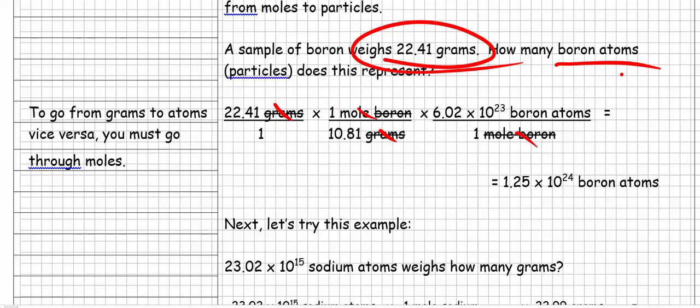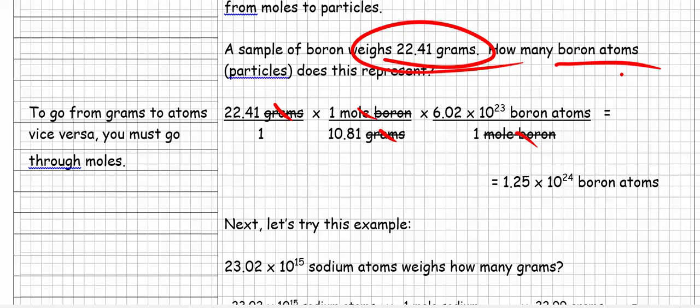So now I'm going to get my calculator. I'm going to multiply 22.41 times 6.02 EE23, divided by 10.81. And what I get on my calculator is 1.247994445 times 10 to the 24th.